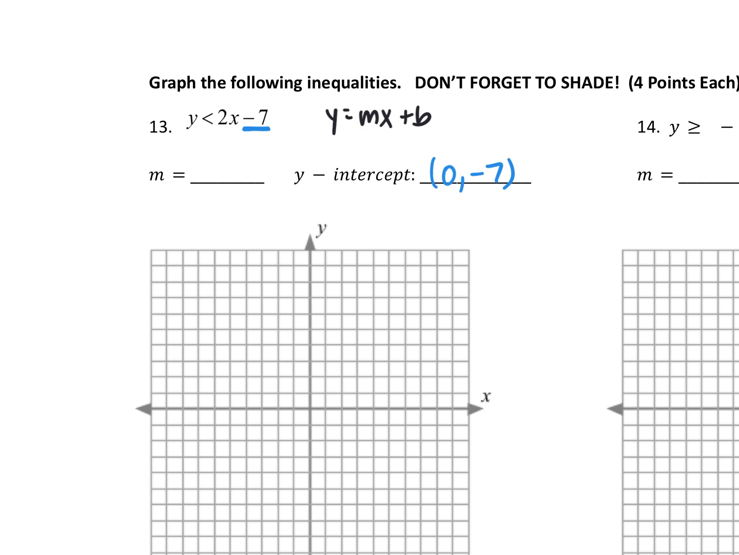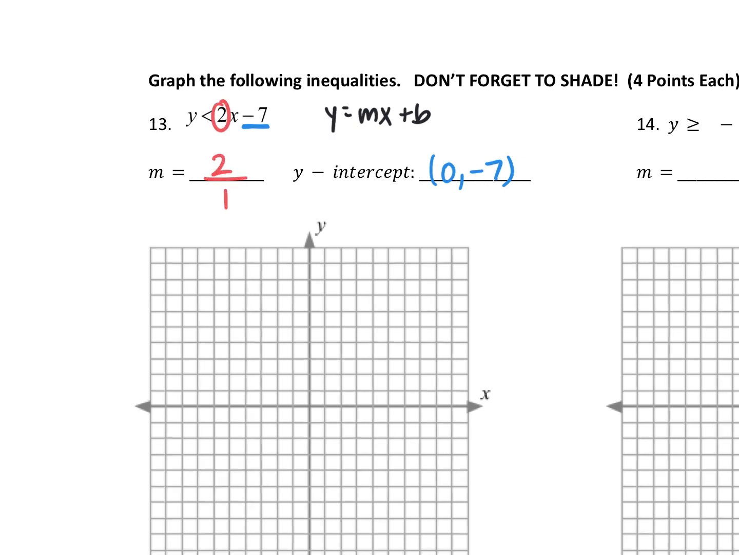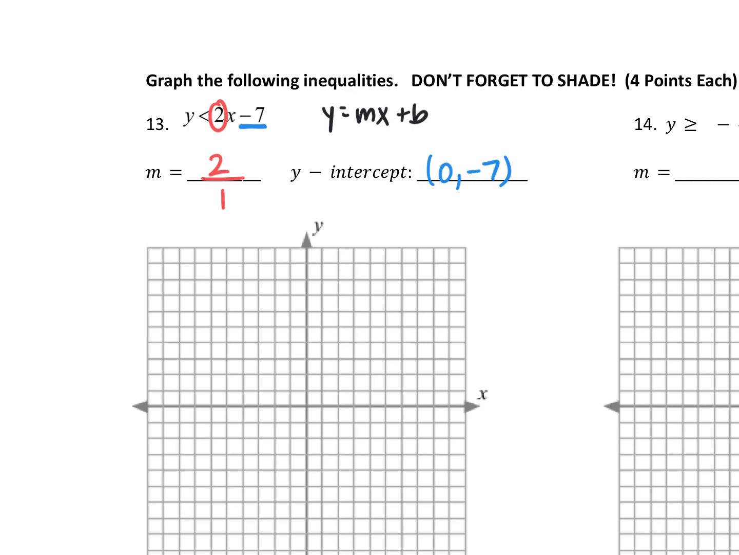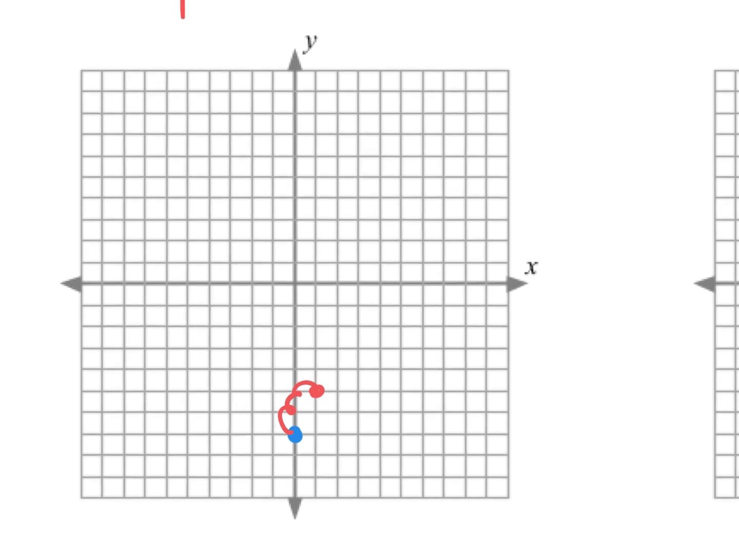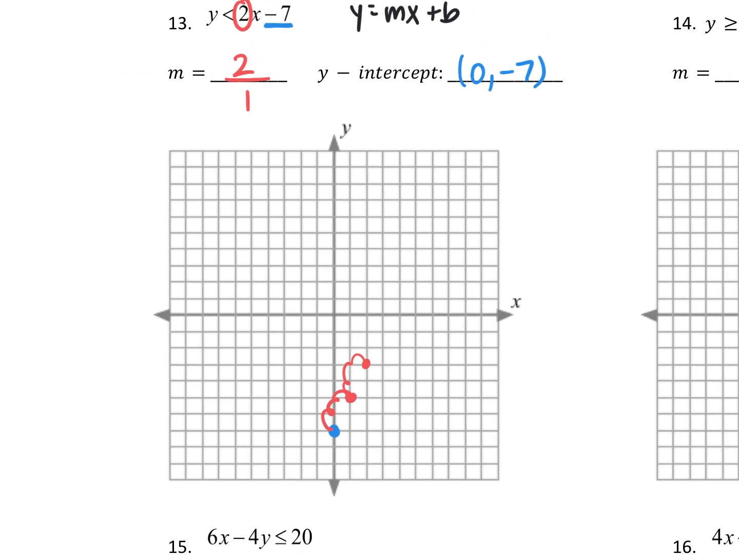And my slope is the number in front of the x, so my slope is 2. You can imagine it saying 2 over 1. So first thing we need to do is graph the points, and then we'll talk about what kind of line and how to shade it. So at 0, -7, I'm going to plot a point. And then I'm going to use my slope of 2. So that means I'm going to go up 2 and over 1. Same thing, I'll go up 2 again, over 1. So I've got a few points.